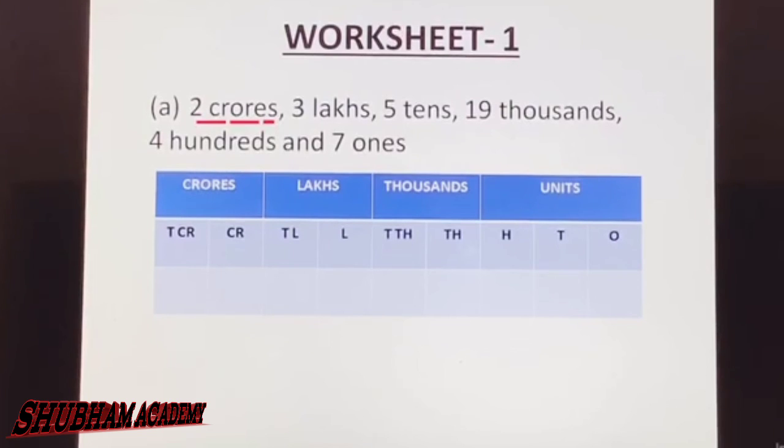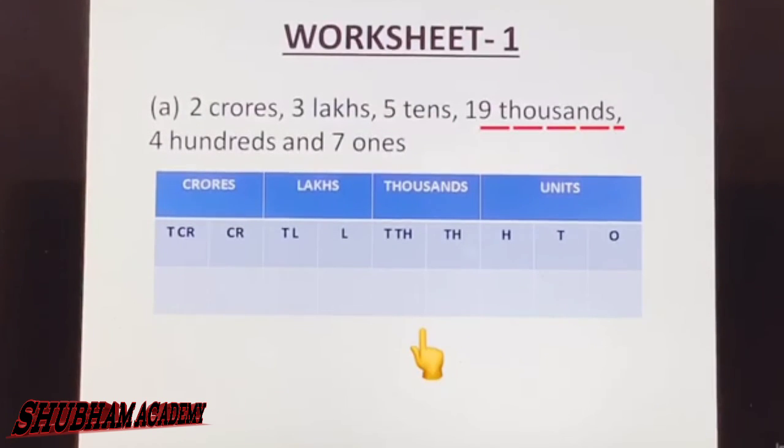The first one says 2 crores. So in the crores section we will write 2. Then 3 lakhs. So under the L, lakhs section we will write 3. 5 tens. Under T of units period we will write 5.